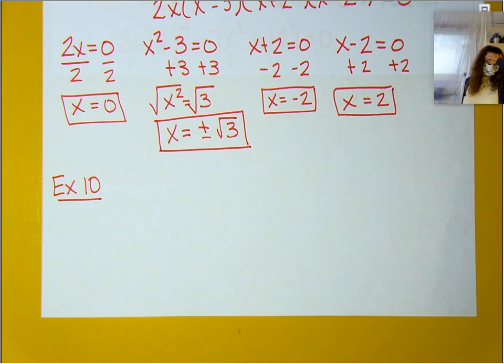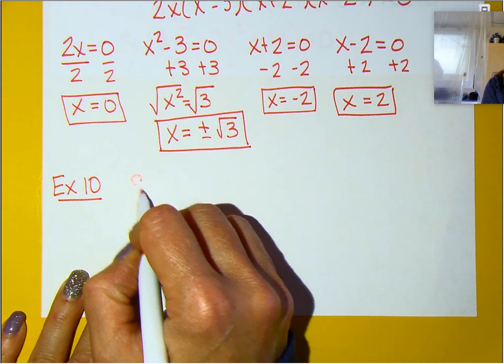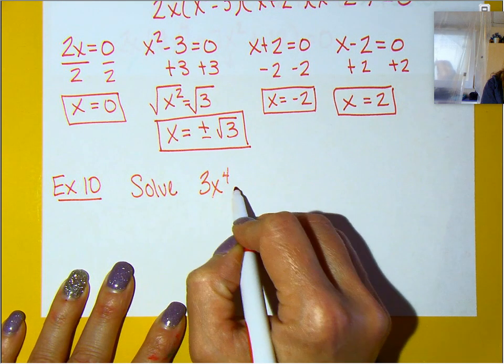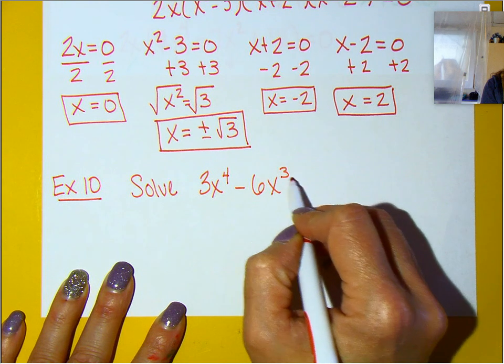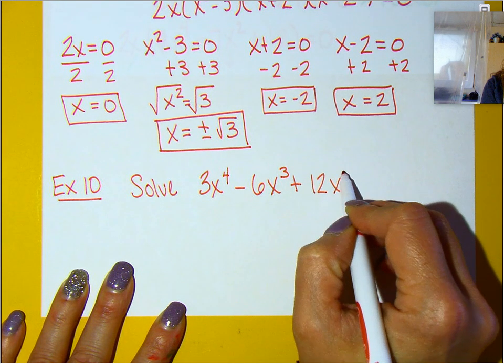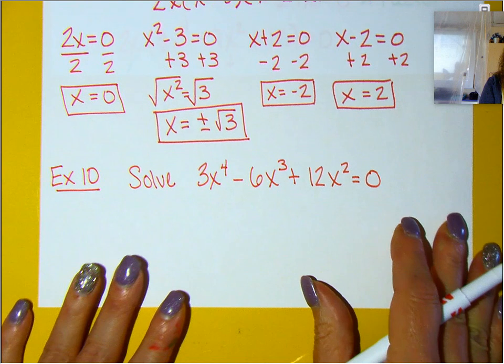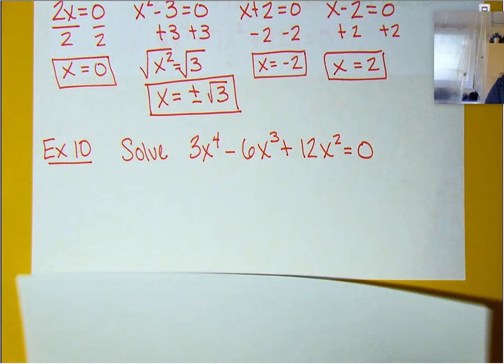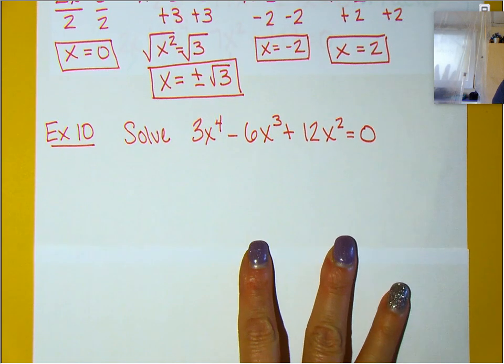All right, this last one, we're not going to make it all the way on this one, but I just want to discuss it. So you're going to be asked to solve 3x to the 4th minus 6x cubed plus 12x squared. And what I want you to do is go ahead and factor. Do the factoring part on this.